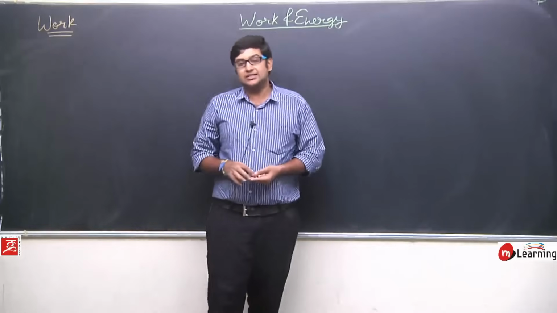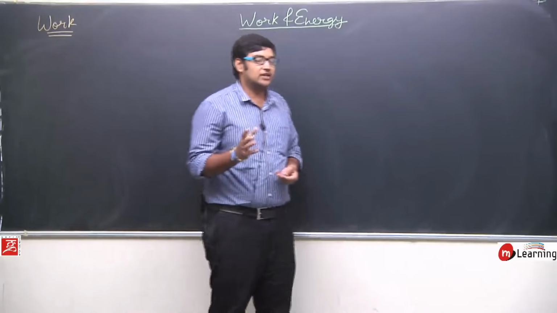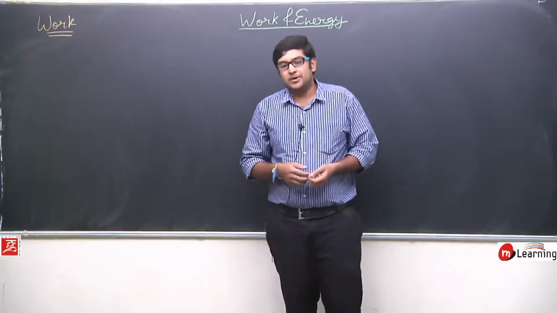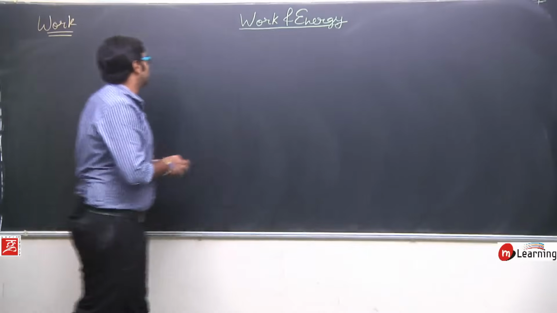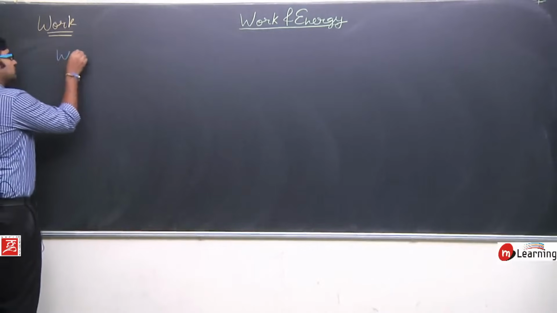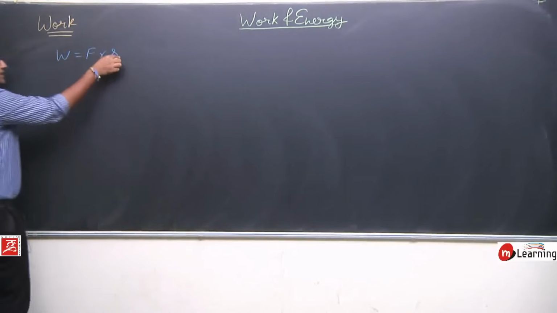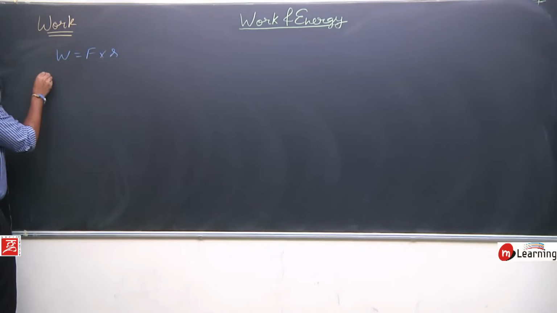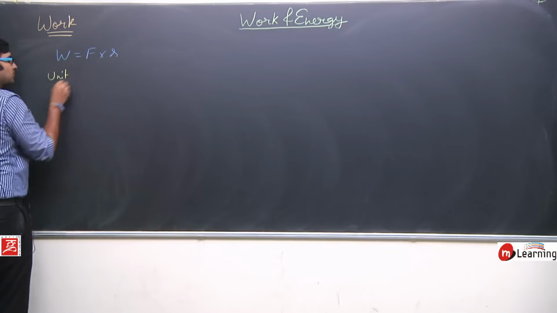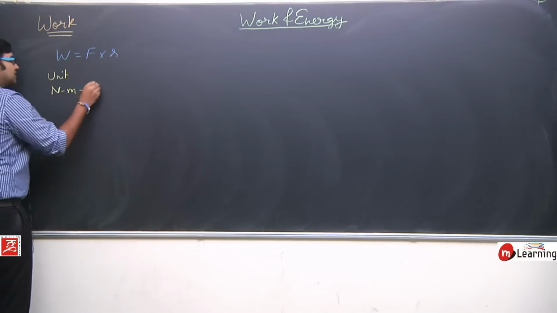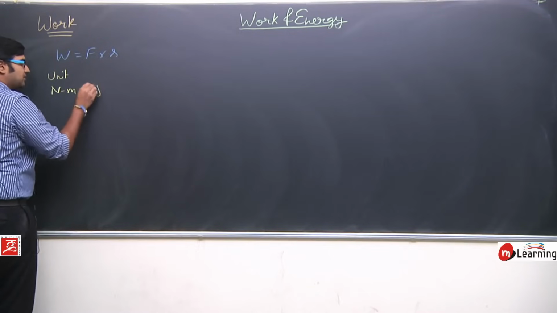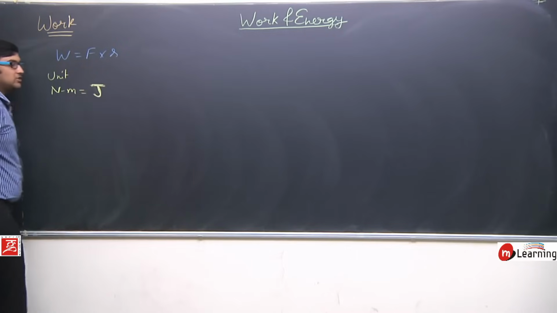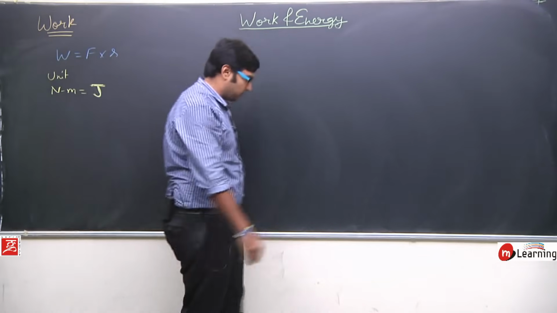Okay, so we conceptualized the concept of work, and we also understood the formula of work, and we analyzed that particular formula, and we got the conclusion that work done is force into displacement in the direction of force. And we said the unit is Newton meter, or we say Joule, which we can represent by capital J. So this is the representation of the unit of work.